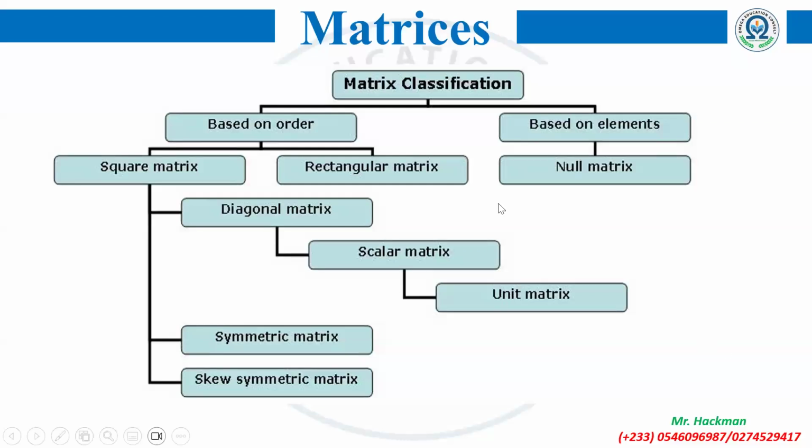So, matrices can be classified under two situations. One, based on the order, and you know the order of a matrix is the same as the size or the dimension. And also based on the elements, or the entries of that matrix. When you come to the order, we can look at these types. You can see the branches based on the order. And based on the elements, we have only one special one, which is the null matrix.